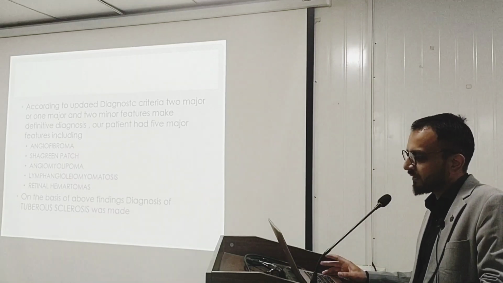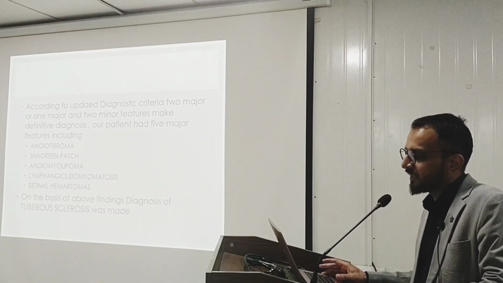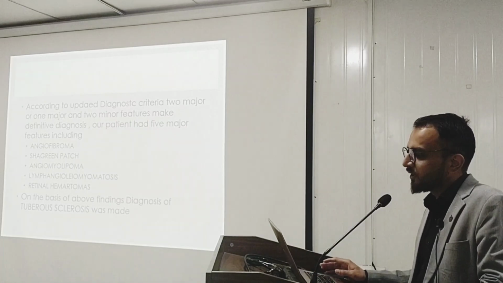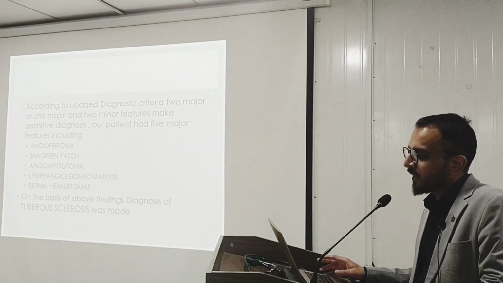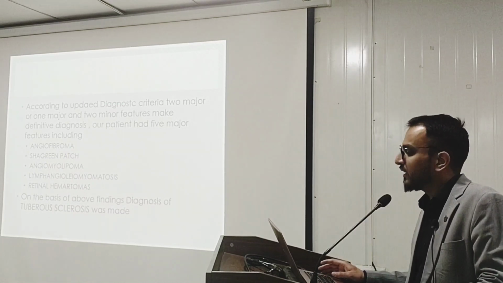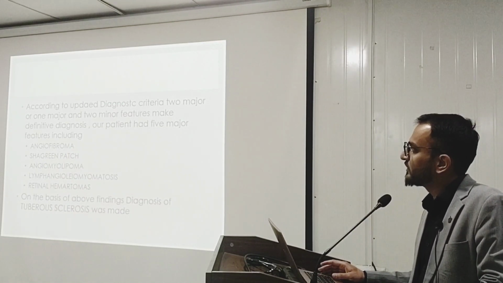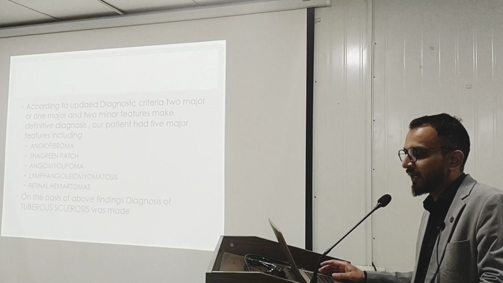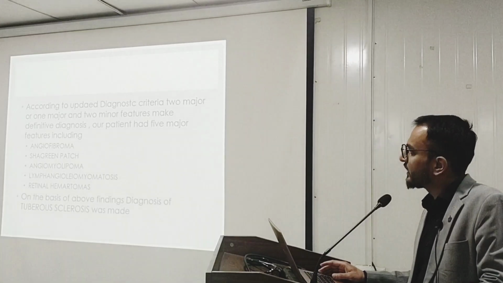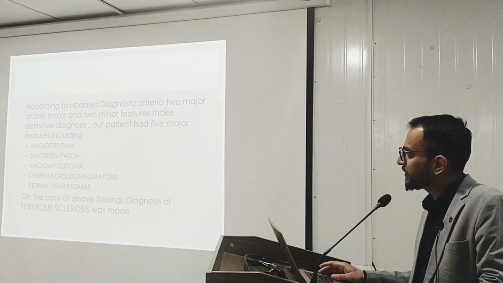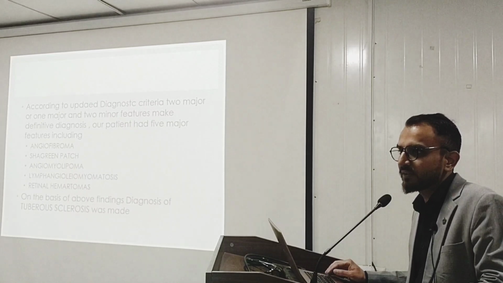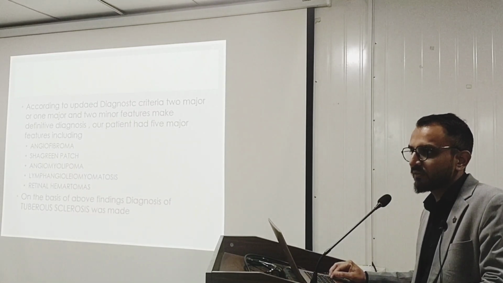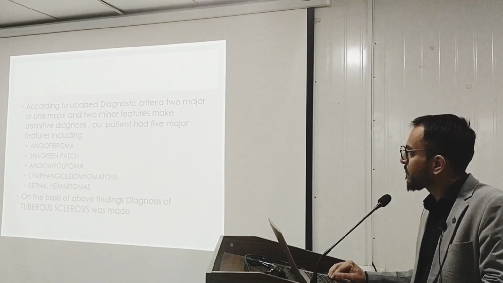For a diagnosis, according to the diagnostic criteria that I'll explain later, 2 major or 1 major and 2 minor features make a definitive diagnosis. Our patient had 5 major features including angiofibroma, shagreen patch, angiomyolipoma, lymphangioleiomyomatosis and retinal hematomas. On the basis of the above findings, a diagnosis of tuberous sclerosis was made in our patient.